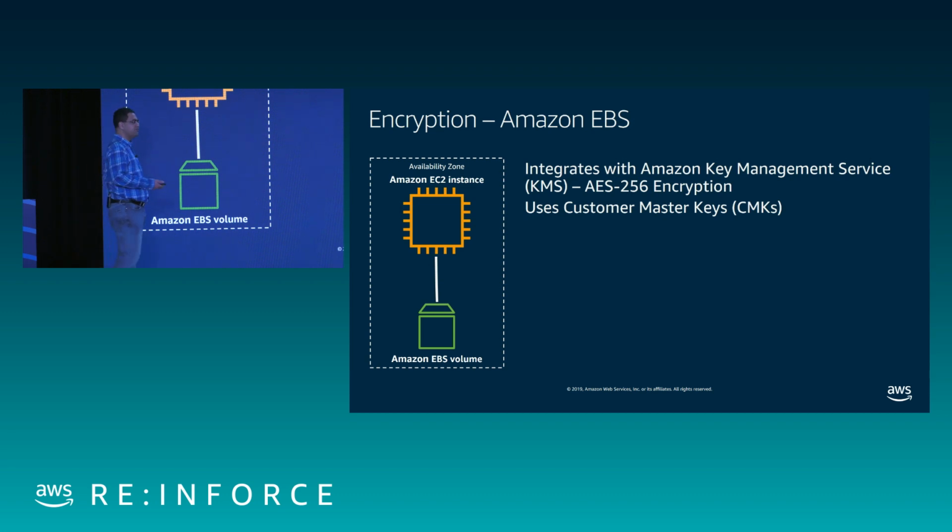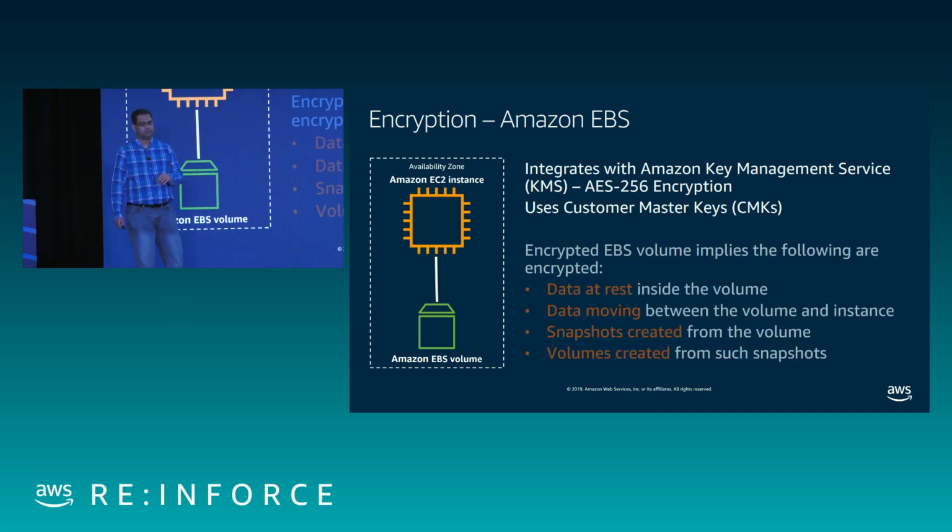EBS is a little bit different. EBS integrates with Amazon Key Management Service, something I'm sure you've been hearing a lot about at this conference. So with KMS, we use AES 256 encryption, and we use customer master keys. So if you hear me using the word CMKs, that's what I'm referring to.